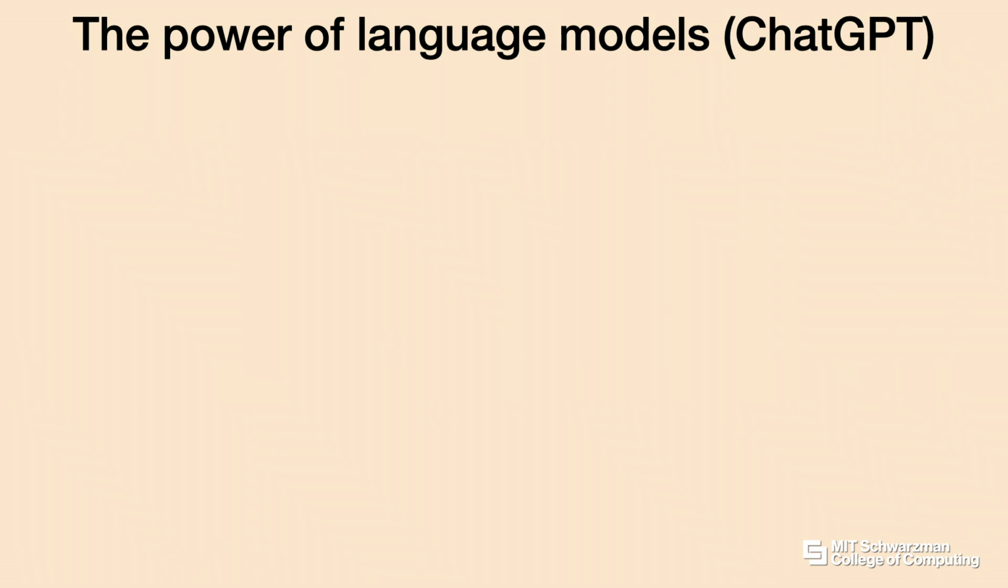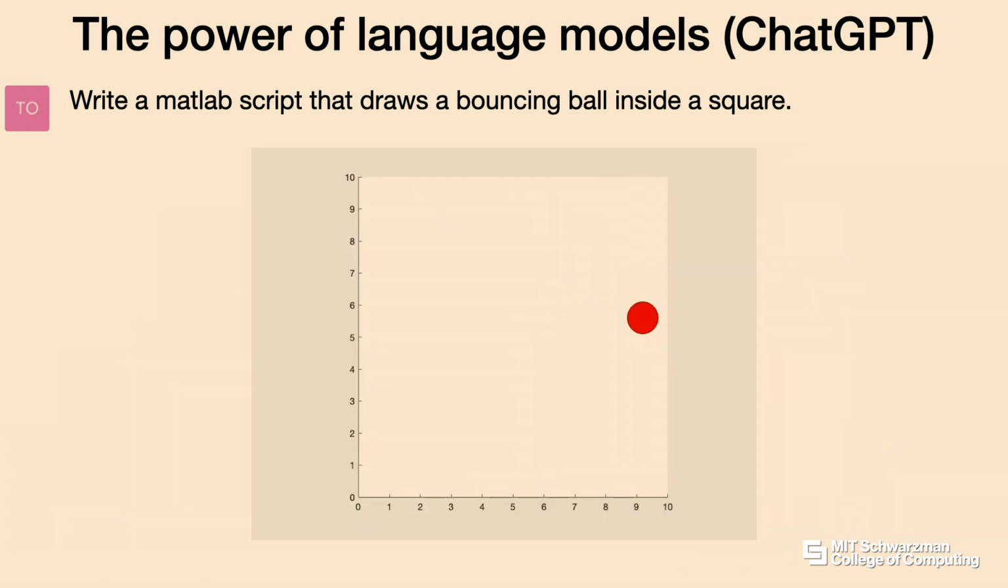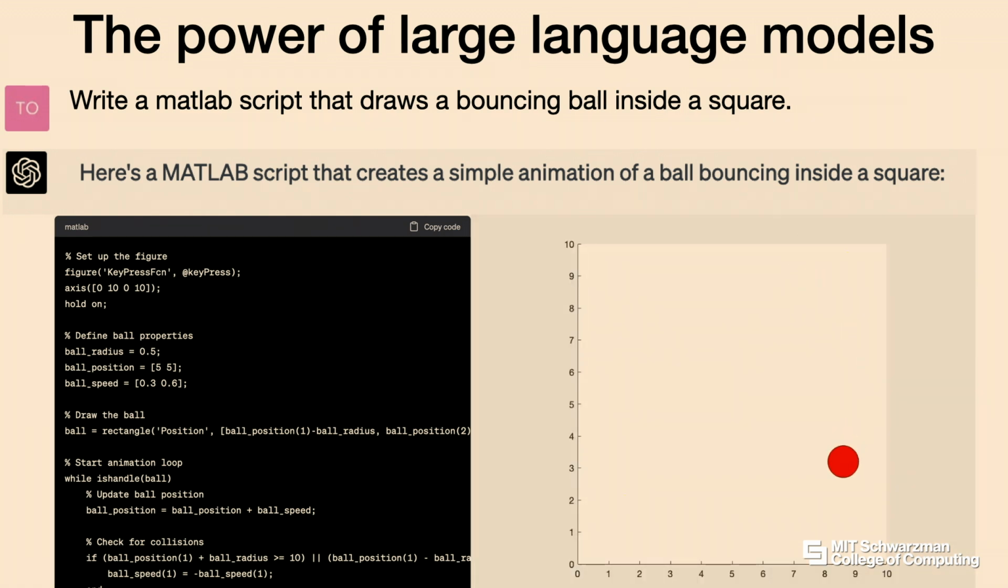So, these language models are very powerful. For instance, in coding, they are amazing. You can go to ChatGPT and ask it to write a MATLAB script that draws a bouncing ball inside a square, which is a very typical problem when you are trying to learn coding, and this is what the output is supposed to be. It's just a ball bouncing inside a square. If you ask this, ChatGPT gives you a script that looks pretty good, with comments and everything, and if you copy-paste it into the MATLAB window and run it, indeed, this is the result.